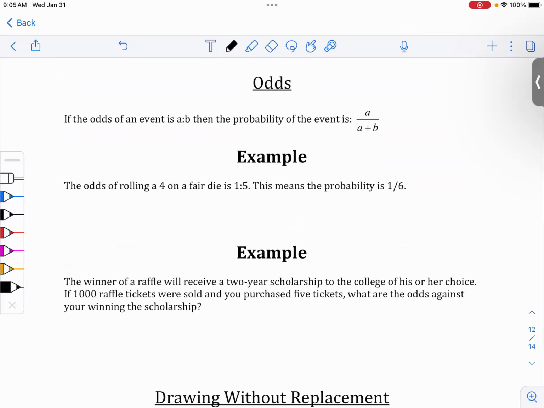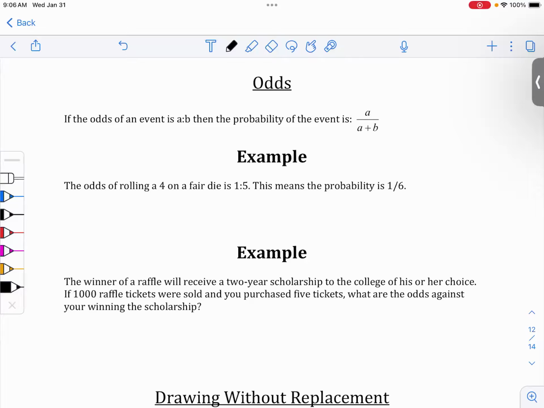So another big thing we like to talk about are odds. All right, odds is just another way of identifying probabilities. With probabilities, we're very familiar because it's the number of possibilities out of the total. Odds is more along the lines of possibilities something does happen versus possibilities something does not happen.